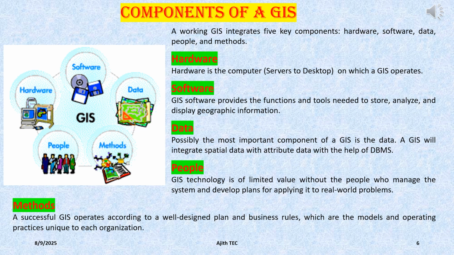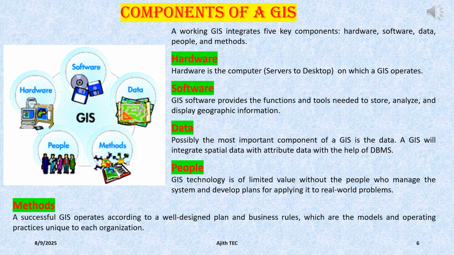Components of Geographic Information System. A working GIS integrates 5 key components: hardware, software, data, people, and methods. Hardware: hardware is the computer, from servers to desktops, on which a GIS operates. Software: GIS software provides the functions and tools needed to store, analyze, and display geographic information. Data: possibly the most important component of a GIS is the data. A GIS will integrate spatial data with attribute data with the help of a DBMS.